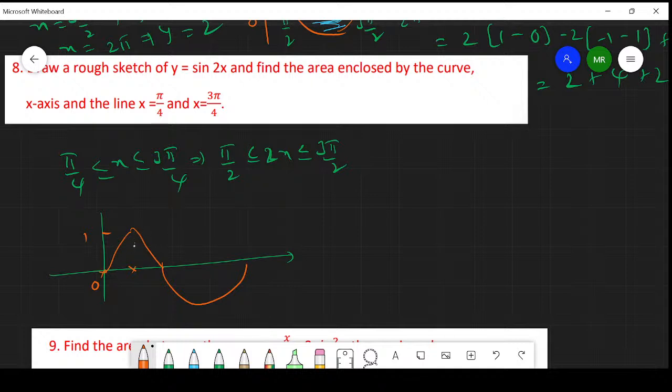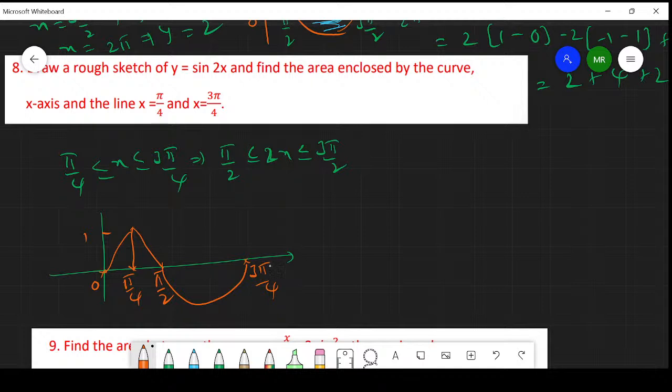This is the reason I can take this as pi by 4. At pi by 4, because substituting pi by 4, it comes 1. This value is pi. Sine 180 is 0, it comes. You can substitute here x is equal to, not pi by 2, pi by 4, be careful here. This is pi by 4, this is pi by 2, and this will be 3 pi by 4.